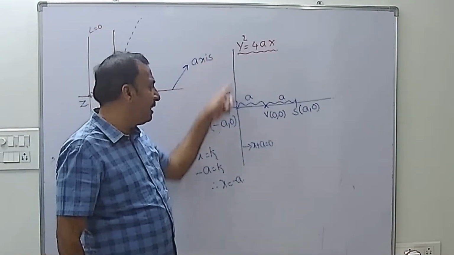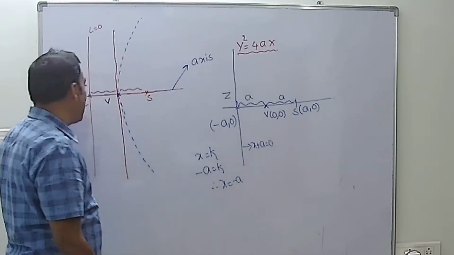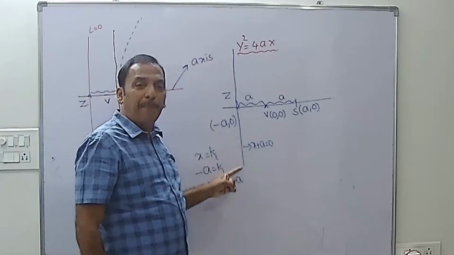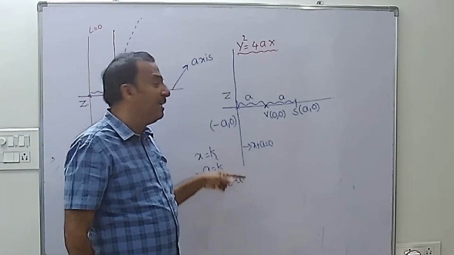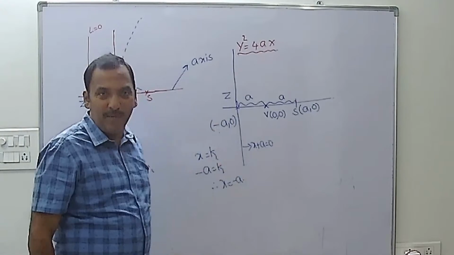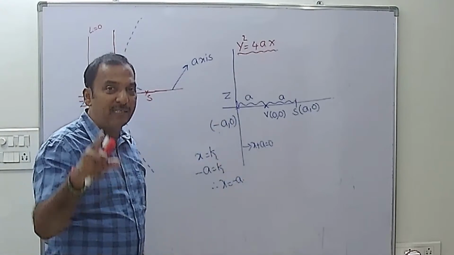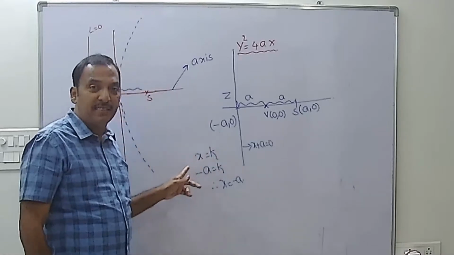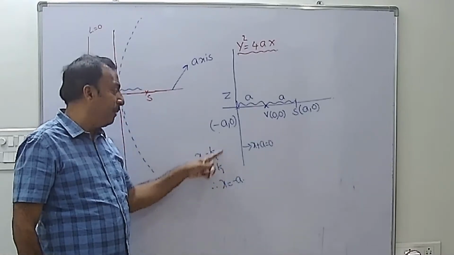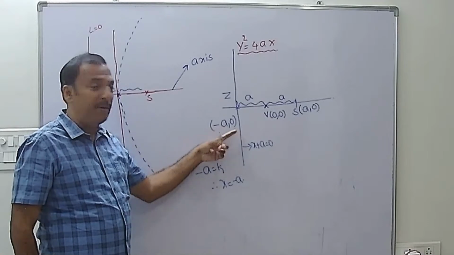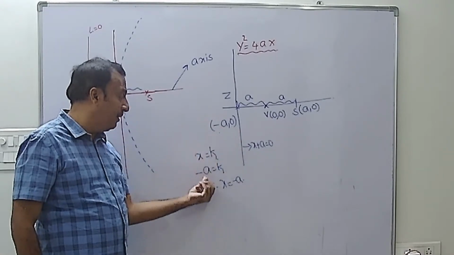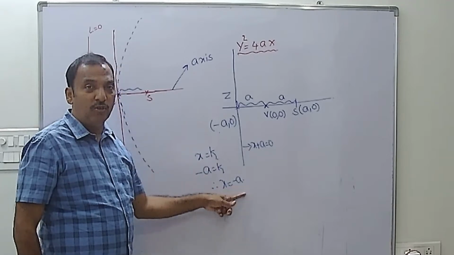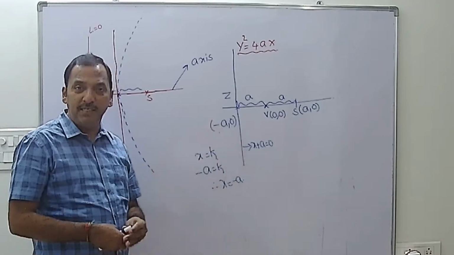So what is the directrix? Directrix and axis are perpendicular. So the directrix is perpendicular to the x-axis and passing through (-a, 0). Perpendicular to the x-axis means parallel to the y-axis. Any line parallel to the y-axis is x is equal to k. But it is passing through (-a, 0). Substituting this point, k is equal to minus a, so the line is x is equal to minus a, or x plus a is equal to 0.